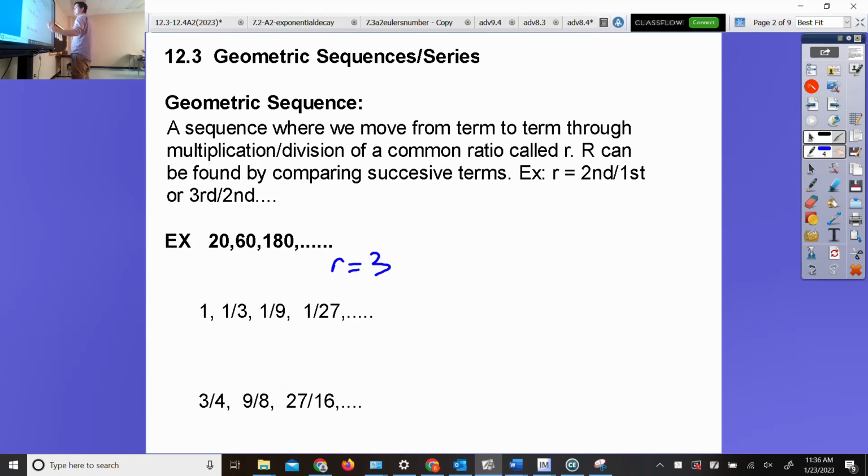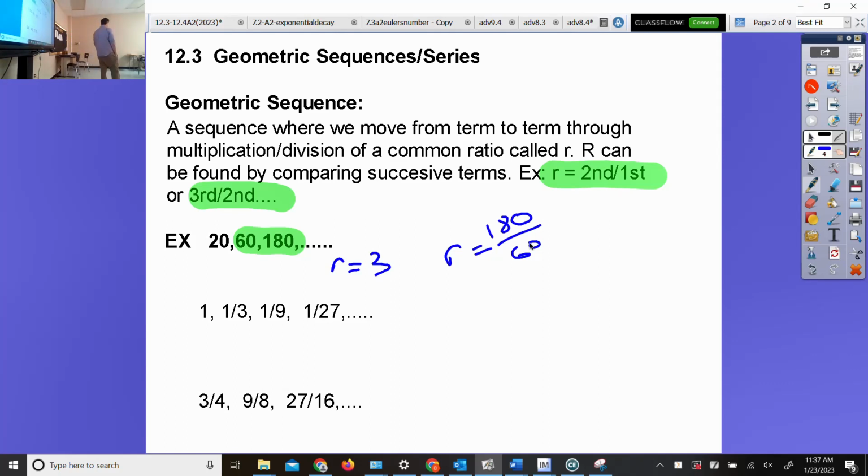Because as you move from term to term, what are you multiplying by? 3. Now, if for some reason you can't do that, you're going to have to fall back on this. r is second over first, or third over second, and so forth. You just pick any 2 successive values and divide. The ratio could be 180 over 60. You might have to push the buttons on a TI-84, but you could do that.